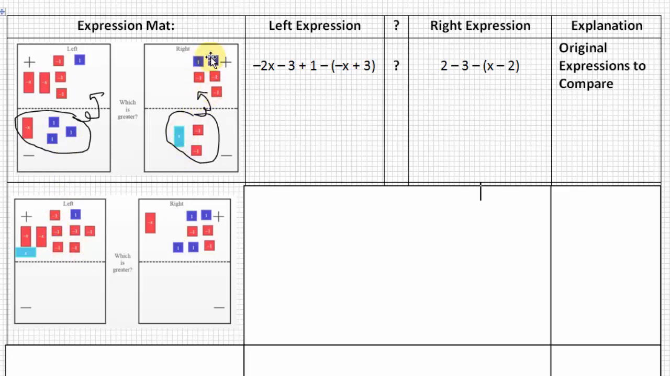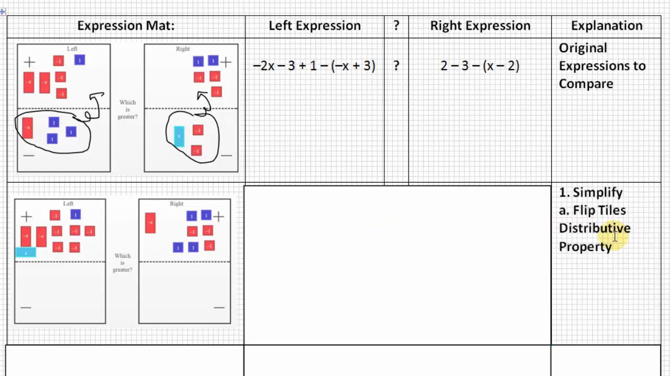And then over here we keep what we had, and then this positive x becomes a negative. These 2 negatives become 2 positives. So we want to start to record what is actually happening. So we've already given the explanation. We're simplifying by flipping the tiles. This is the distributive property. So what's that going to look like?